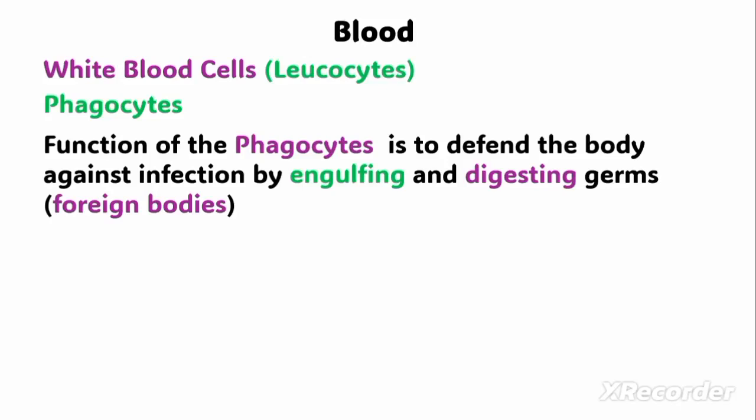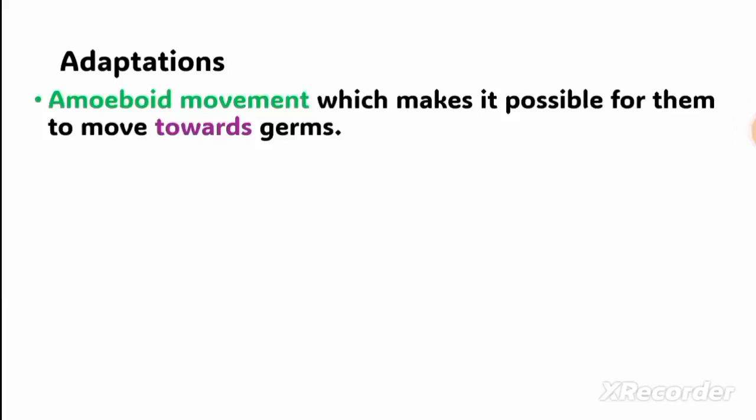Number one, lobed nucleus, which makes engulfing of germs easy. So presence of lobed nucleus. So we can see lobed nucleus here helps to make engulfing easy. Okay, here is adaptation number two. So phagocytes have got amoeboid movement, which makes it possible for them to move towards germs.